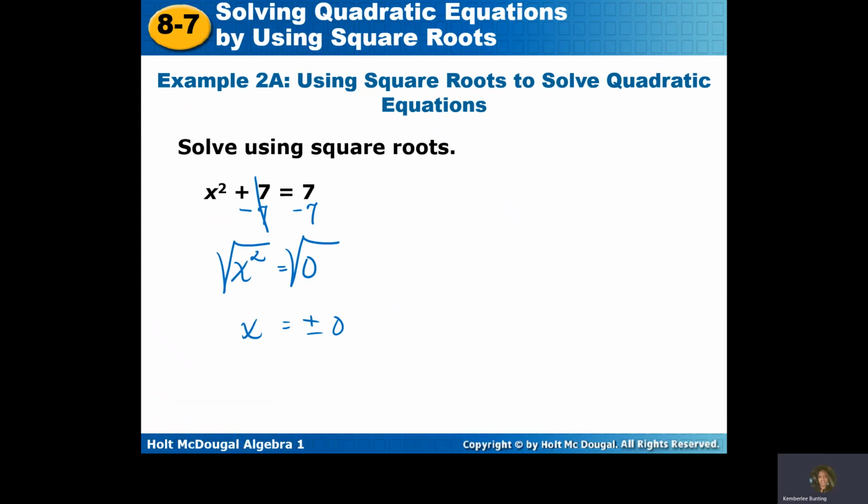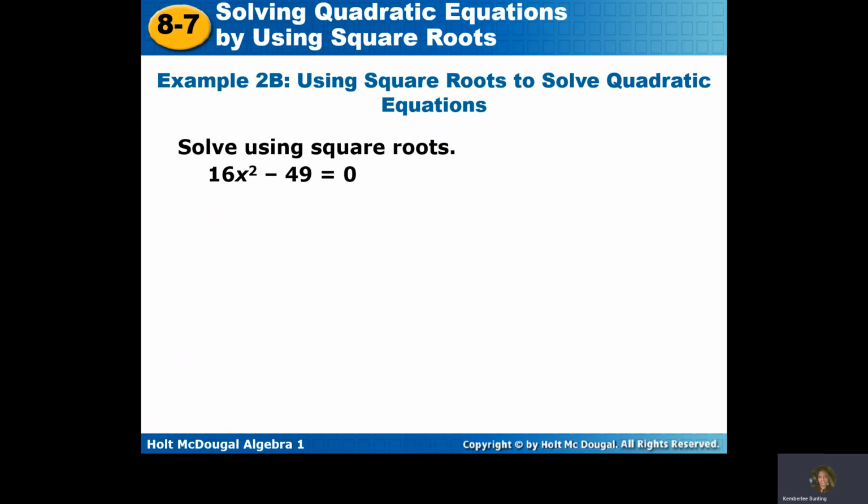Okay, x equals plus or minus 0, or positive or negative 0. But 0 can neither be positive nor negative. It's neutral. So my answer will simply be 0. How we feel? Okay, may I proceed? Anybody feeling a little wobbly? Caleb, how you doing back there? Okay.